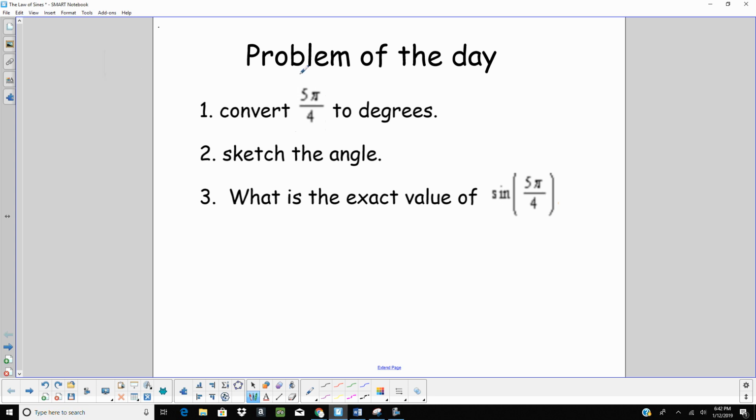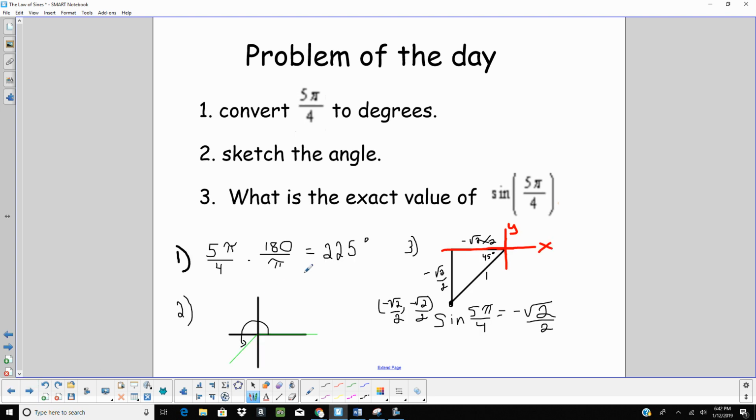All right, let's take a second and talk about this problem of the day. You needed to convert that into degrees, sketch the angle, and then find the exact measurement of the sine of 5 pi over 4. Well, the first two actually kind of help lead you into number 3. So if I convert that, I multiply that by 180 over pi, and I get 225 degrees.